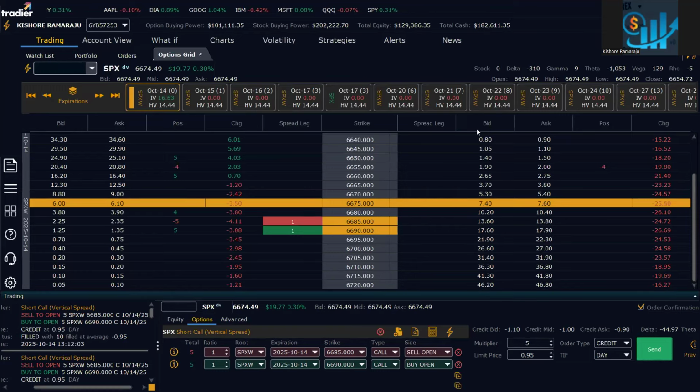Right at the end of the day, if we need to roll over anything, we'll show you how to do the rollover. But as of now, we did a bear call, we did the short iron fly, we did a short iron condor.